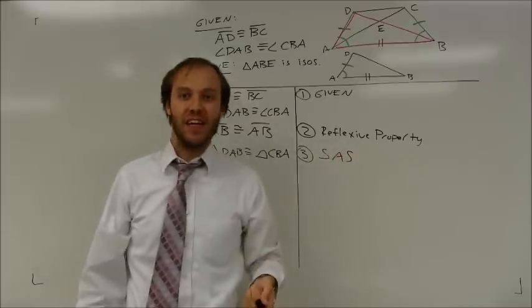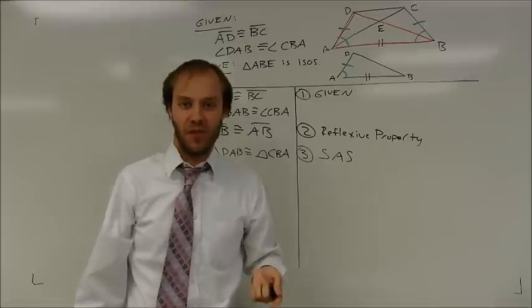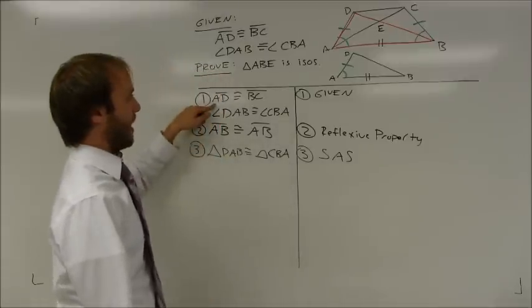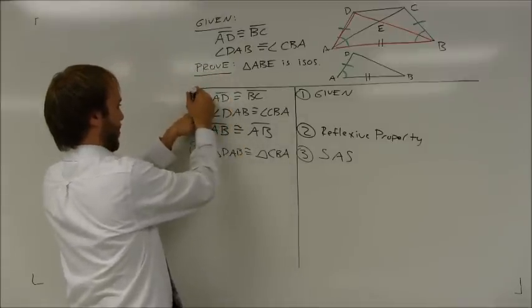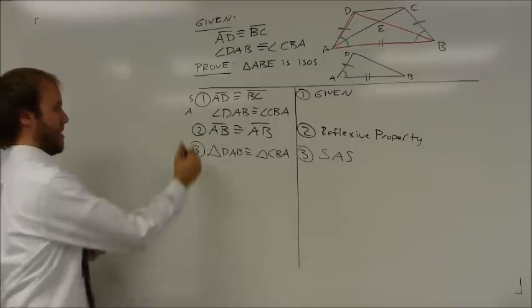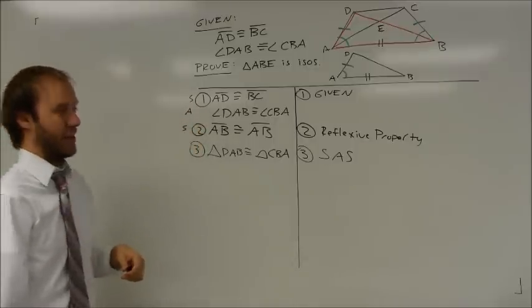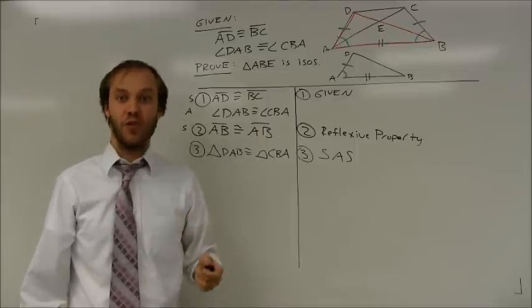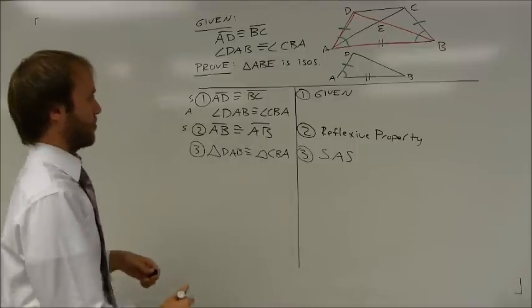You should make a check, ensure that you've actually included all of the congruent parts that you need to include. AD and BC, that's a pair of sides. DAB and CBA, that's a pair of angles. AB and AB, that's a pair of sides as well. And so you can see that I have in fact included the segments and angles that I'm supposed to.